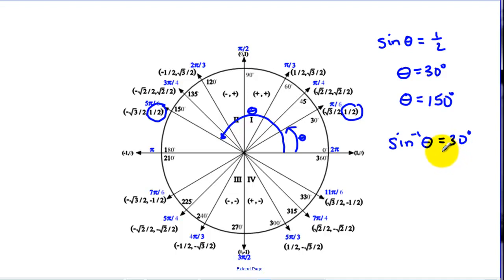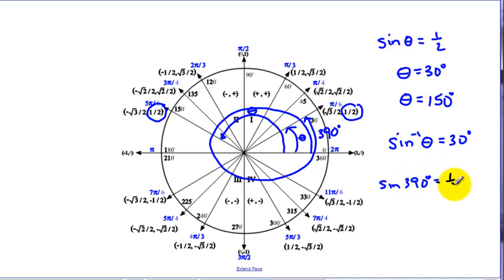Again, also, if we weren't restricting ourselves to one turn of the circle, we could also have this angle go around to here, which would be 390 degrees, and the sine of 390 degrees would also be 1/2. So up here, theta could be 390. When we are solving these equations, we will be finding all the answers in one revolution of the circle.